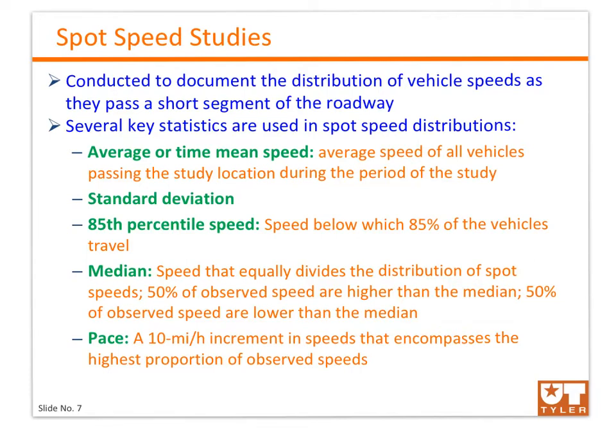The pace is basically a segment. It's a 10 mile per hour increment in speeds that includes the highest proportion of the observed speeds. What we're saying here is what speed the majority of vehicles are traveling at. So let's say I am on the loop and the speed limit is 55, and if I tell you that the pace is 45 to 55, that means the highest proportion of the observed speeds was between 45 and 55 miles per hour.